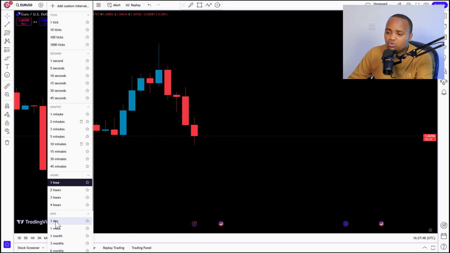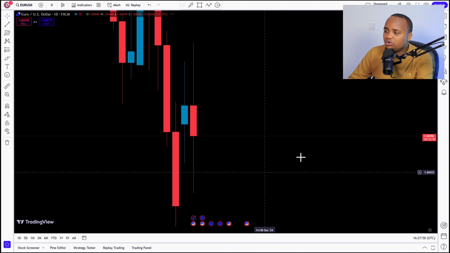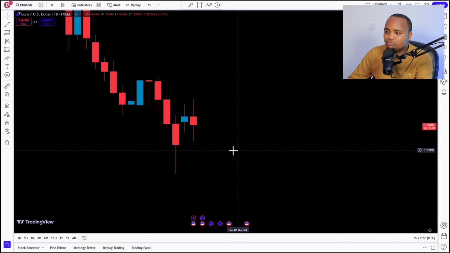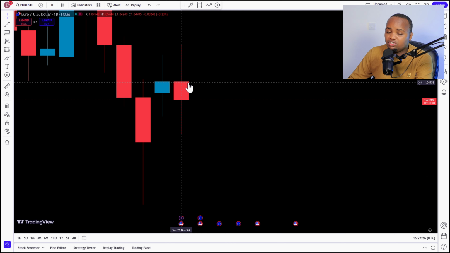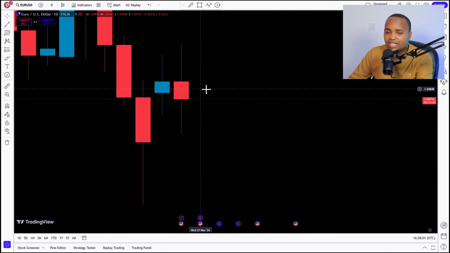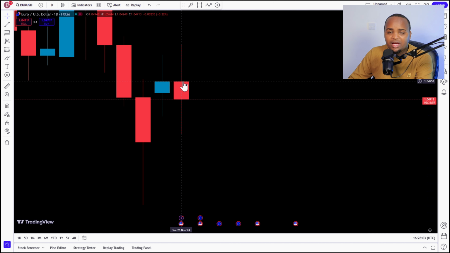And when we go to one day, you're going to see how the market has moved in the last 24 hours. And look at that. After the 24 hours is over, the market is going to form another candle right here. So here we have 24 hourly candles that will be formed around this area.